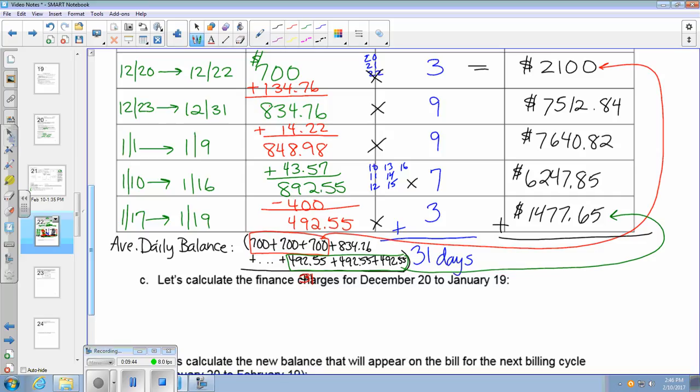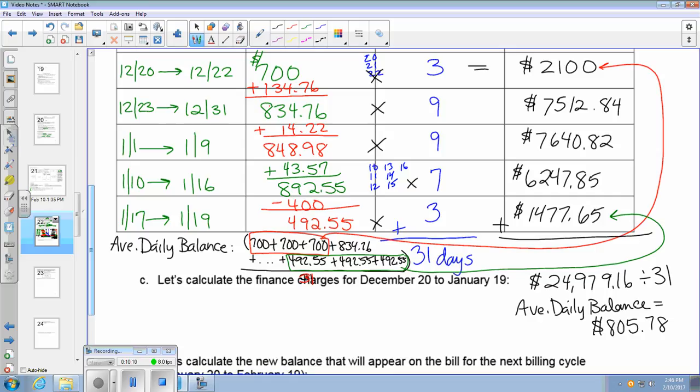All right, so our next step, we've got to find that sum. So grab a calculator, add up the numbers in this column. You're going to find that there's a total of $24,979.16. And our next step, we've got to divide by 31 to get our average daily balance. You should get an answer of $805.78. All right, so that is our average daily balance. So on average, that was our balance at the end of each day. Some were a little higher, some were a little bit lower.